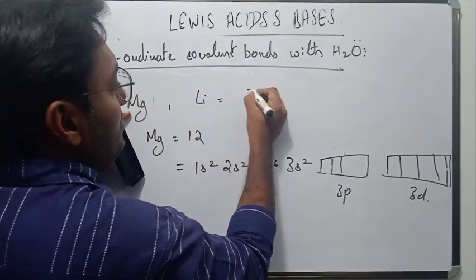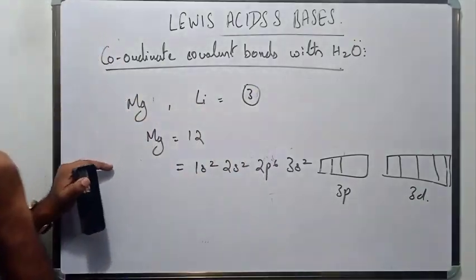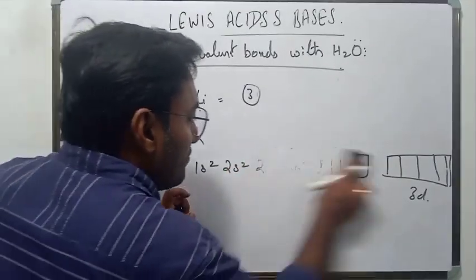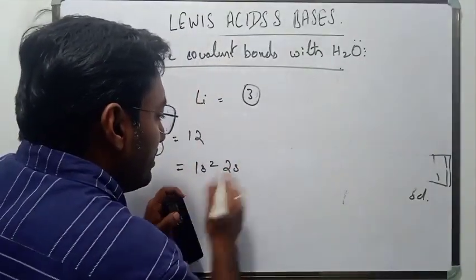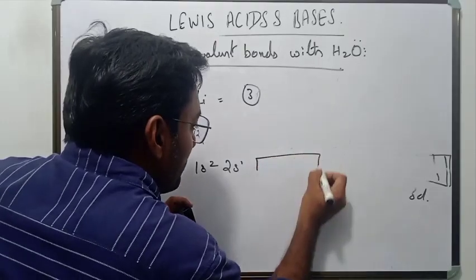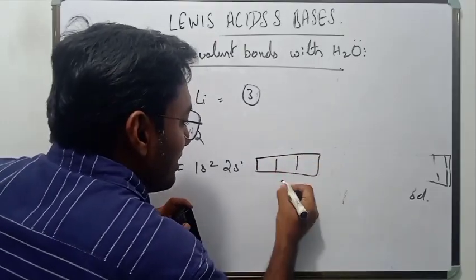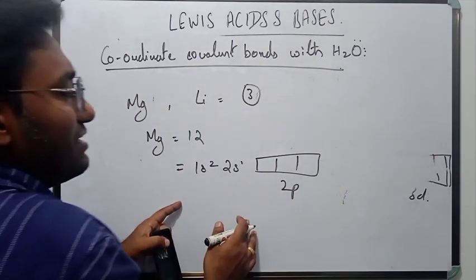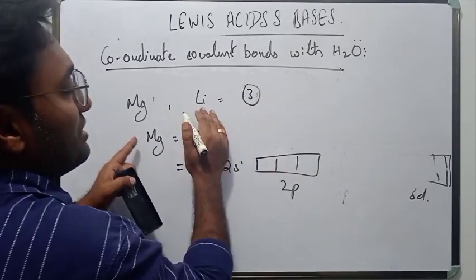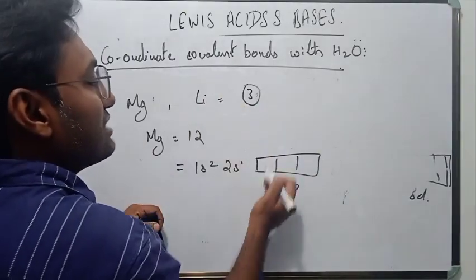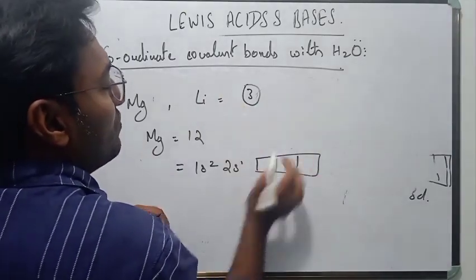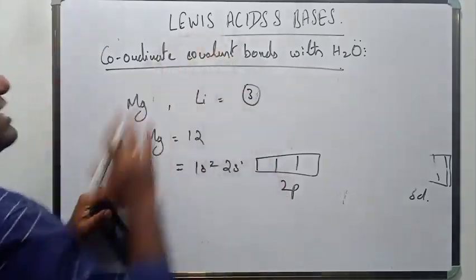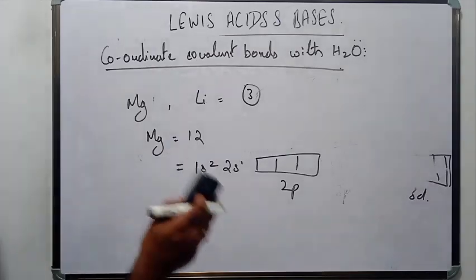Similarly, lithium has atomic number 3, so its electronic configuration will be 2s1. What about the 2p orbitals? These are empty. Correct? So here also we can see that there are empty orbitals for lithium, and it can accept a pair of electrons from the oxygen of water. So magnesium and lithium also act as Lewis acid catalysts, Lewis acids.